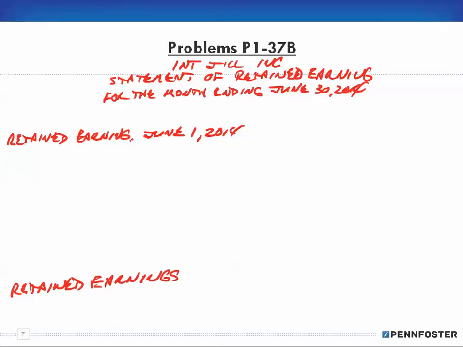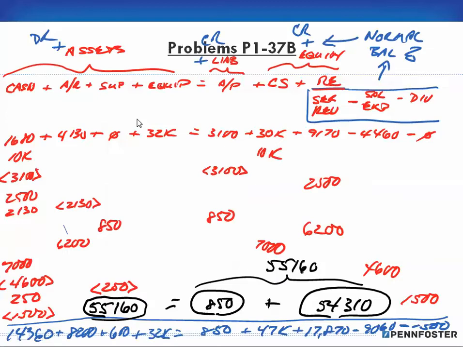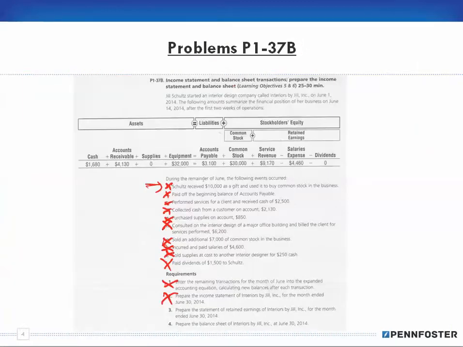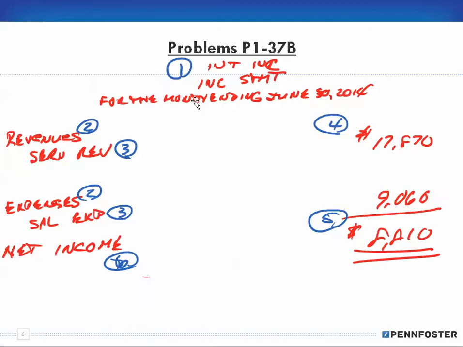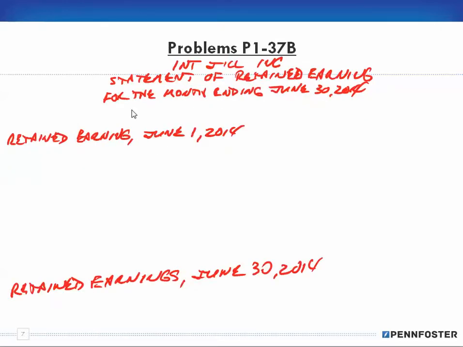For the last day of the accounting period, in this case, it's going to be June 30th, 2014. Now, we know our beginning in this particular circumstance from the setup of the problem. It said Jill Schultz started the business on June 1st. So on June 1st, we know that we didn't have any retained earnings. So the balance is going to be 0 for the retained earnings.